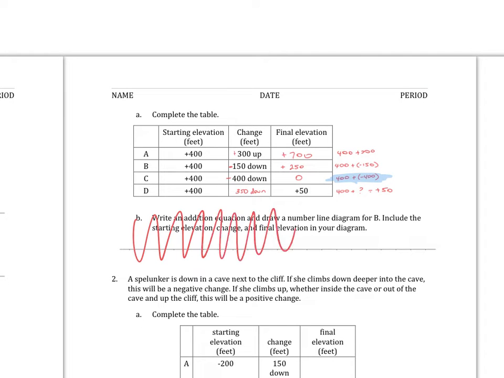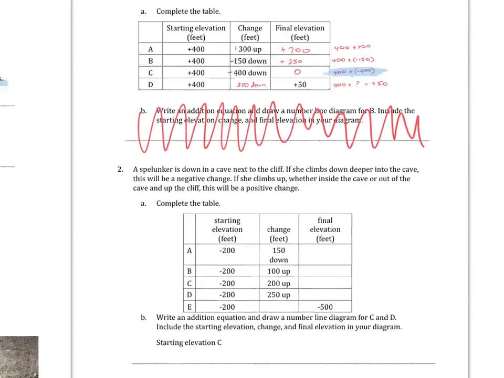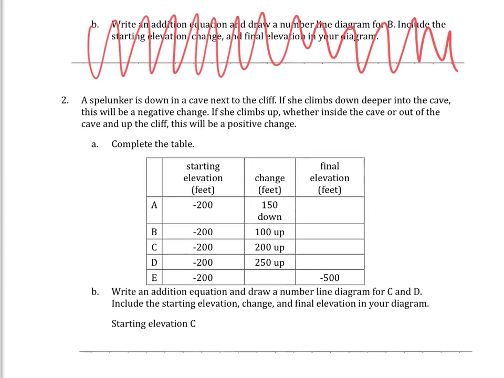All right, we're going to go ahead and skip B. I'm not worried about that. And let's go on to question 2. Now, question 2 says a spelunker is down in a cave next to the cliff. If she climbs down deeper into the cave, this will be a negative change. If she climbs up, whether inside the cave or out of the cave and up the cliff, this will be a positive change.